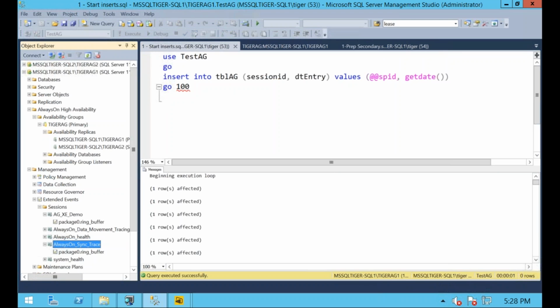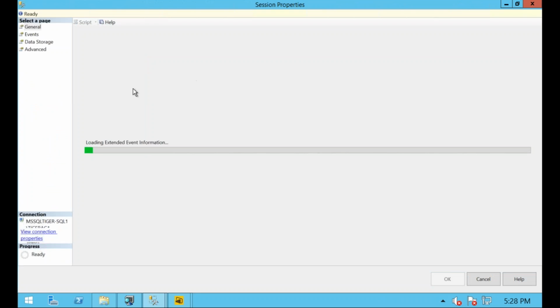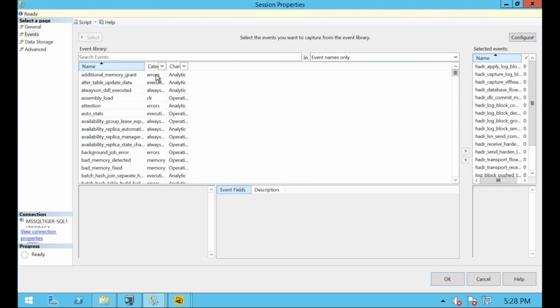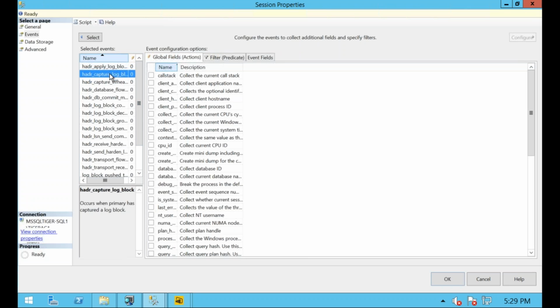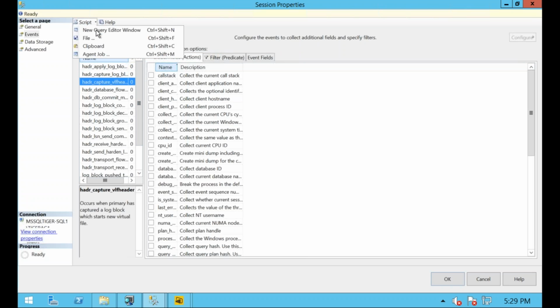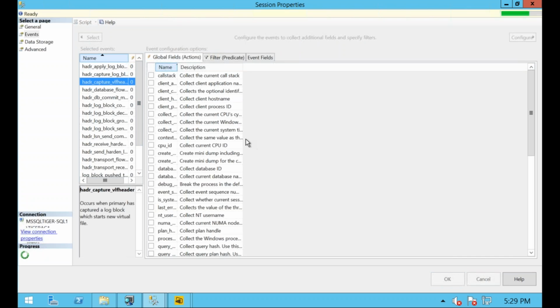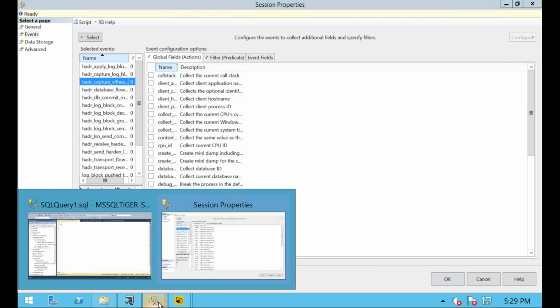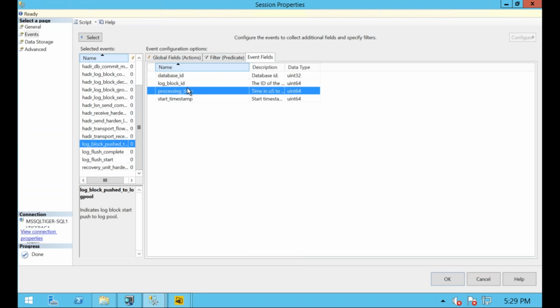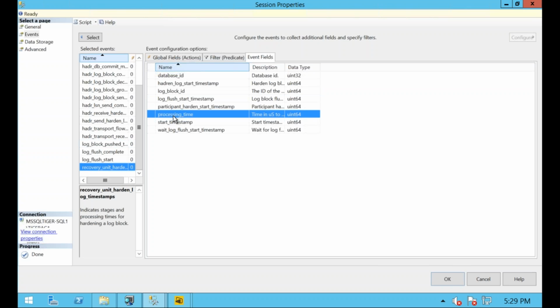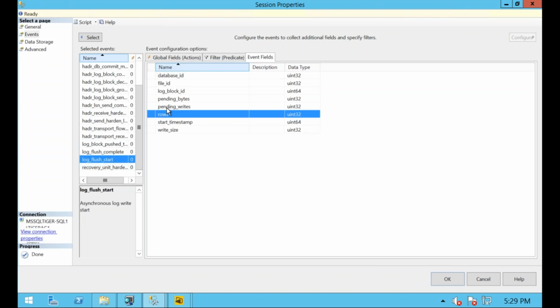What I want to show is the configuration of this particular extended event trace. I have all the new events that I talked about. All of those events are added. If I script out the extended event session into Management Studio, you will see that all the events have been added, and one of the important event fields is the processing time. This is the event field that I was talking about. Every event that I look at has a processing time.